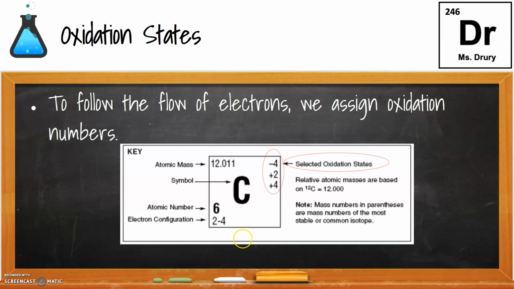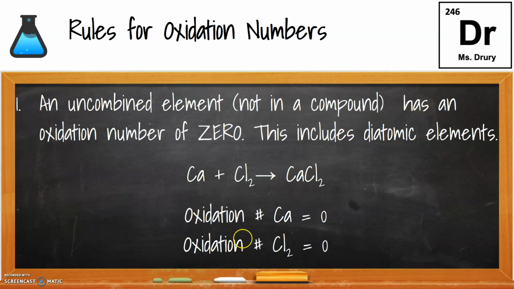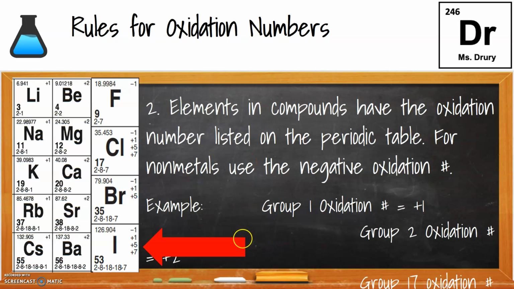They're in the top right corner of every element's box, and the most common charge is a top charge. So the rules for oxidation numbers were: an uncombined element that's not in a compound has an oxidation number of 0. They didn't write 0 in every single thing's box because it's understood that if it's not reacted, it does not have a charge. So like in calcium, if it's alone, it's 0. If it's chlorine and it's alone, it's 0. In calcium chloride, it's no longer 0. In the compound, it will have the charges.